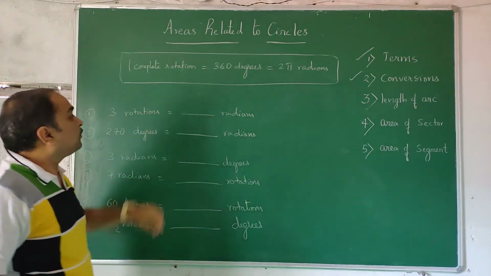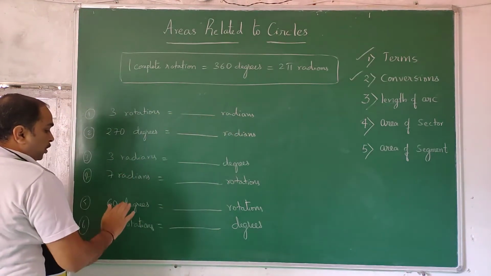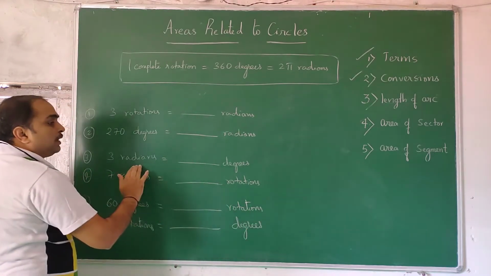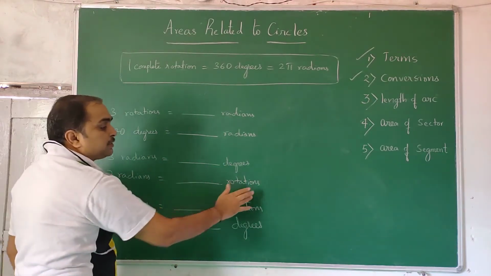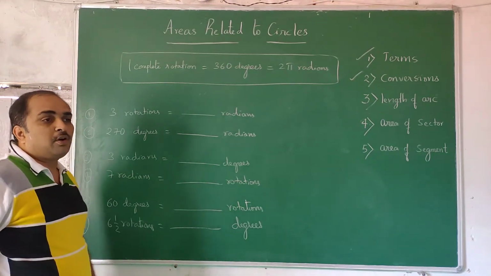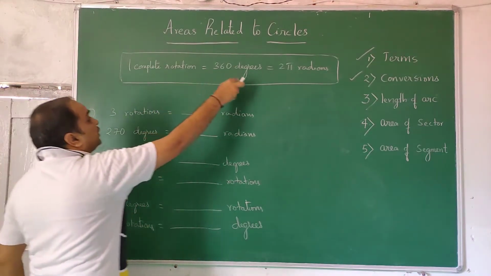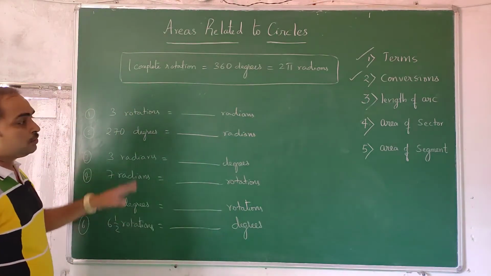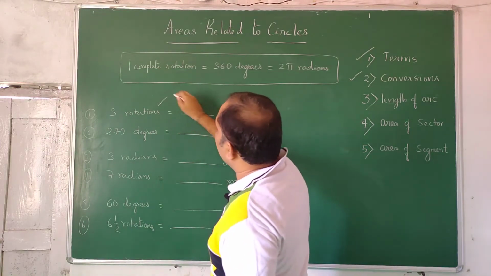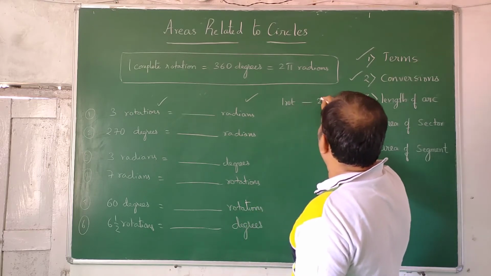Coming to conversions, these are the conversions. So mainly there are 6 conversions: rotations to radians, rotations to degrees, degrees to radians, degrees to rotations, radians to degrees, radians to rotations. These are the simple calculations which we are going to get in future. So maximum possible things. Actually you can give many questions, but these are the 6 possible things. You should be able to convert this into this or this into this, like that, interconversions.